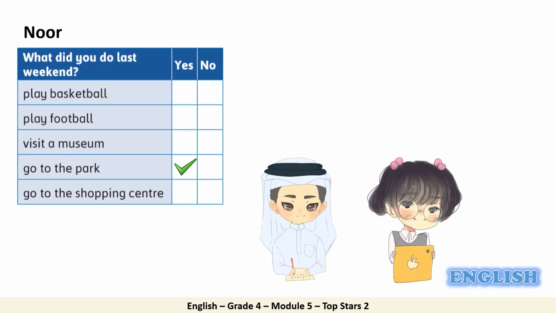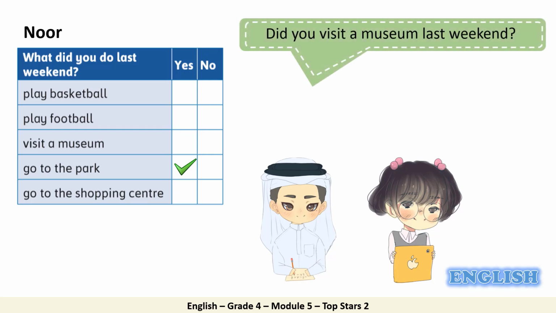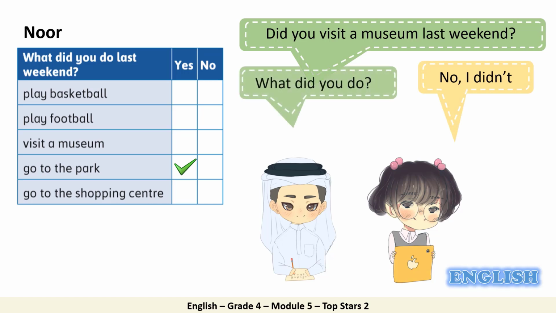Let's have more practice with Ahmed and Noor. Now, the table has information about Noor. Ahmed would ask, did you visit a museum last weekend? Noor would answer, no, I didn't. Ahmed would ask, what did you do? There's a tick next to go to the park. So Noor would say, I went to the park. Good job.